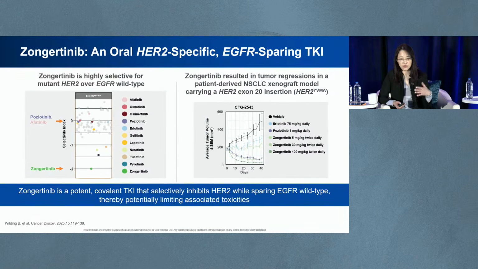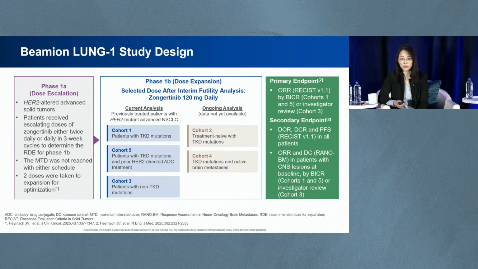So although we didn't have the initial wave of success with small molecule TKIs, over the years we have started to be able to create more HER2-specific, EGFR-sparing TKIs. Zangertinib is one of the examples, showing here that the targeting of EGFR is quite different for zangertinib versus the earlier generation poziotinib. The HER2 potency is still very, very high. BEAMION-LUNG01 is a study testing zangertinib in HER2 mutation and some other genetic alterations associated with the ERBB family, and multiple cohorts were planned.